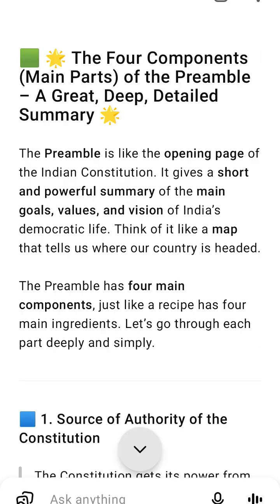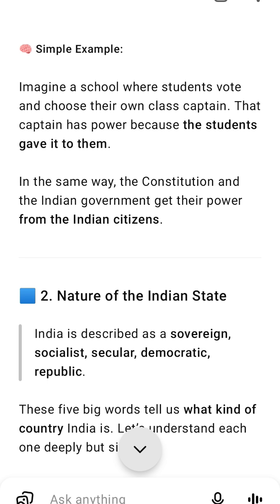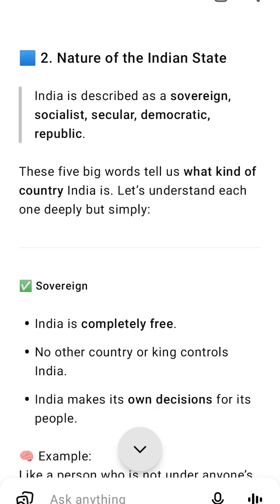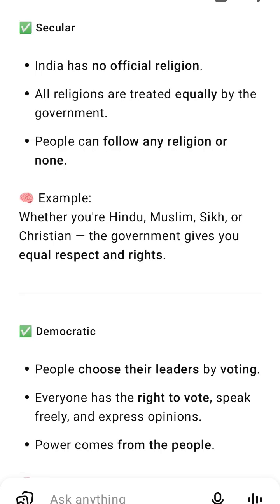2. Nature of the Indian state. India is described as a sovereign, socialist, secular, democratic republic. These five big words tell us what kind of country India is. Let's understand each one deeply but simply. Sovereign. India is completely free. No other country or king controls India. India makes its own decisions for its people. Example, like a person who is not under anyone's control, India is independent and self-governing.